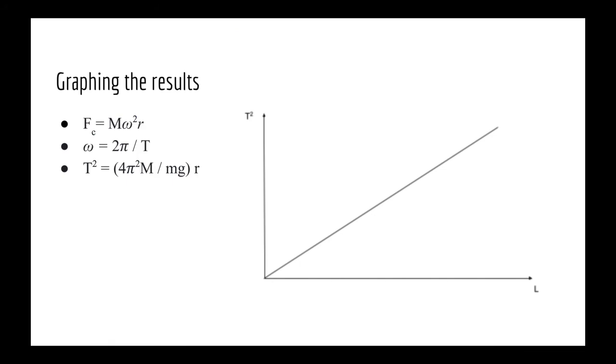By deriving from the formula of centripetal force, we can see that the time period squared is directly proportional to the radius, in this case, the length of the string being spun. From this, we can expect the graph of the period squared over the length to be linear, as shown in the sketch of the graph on the right.